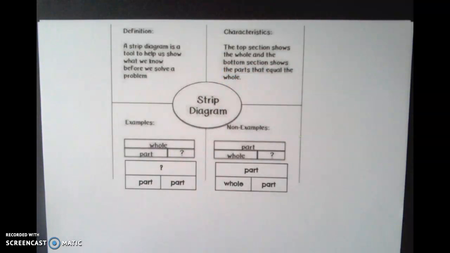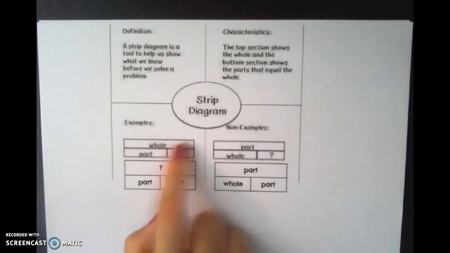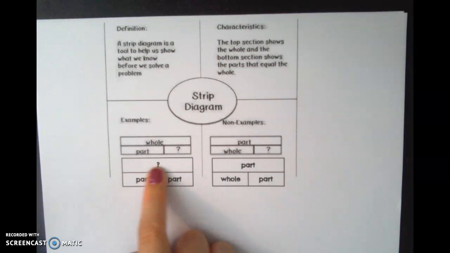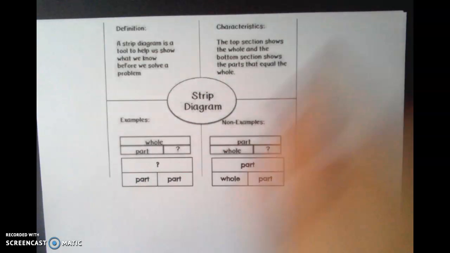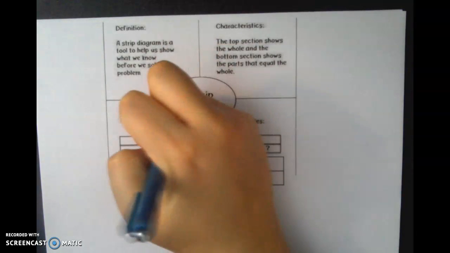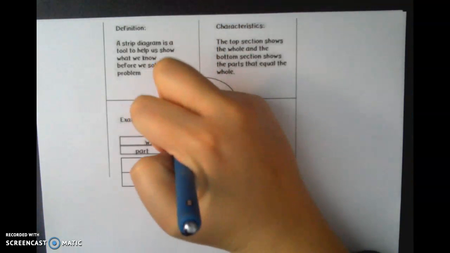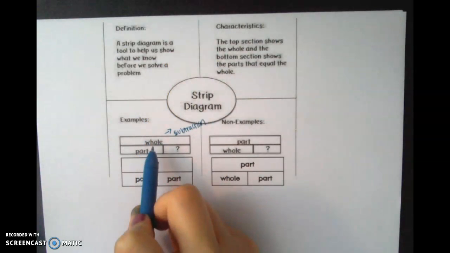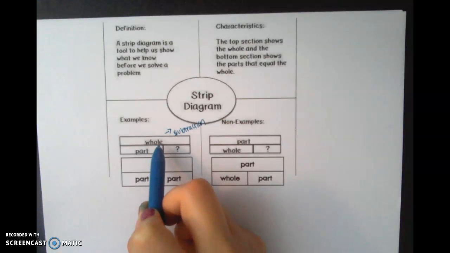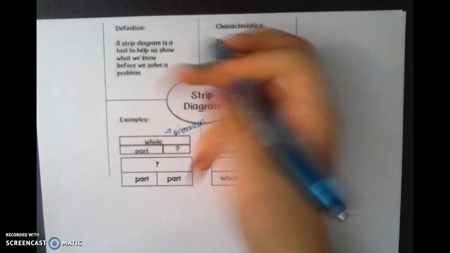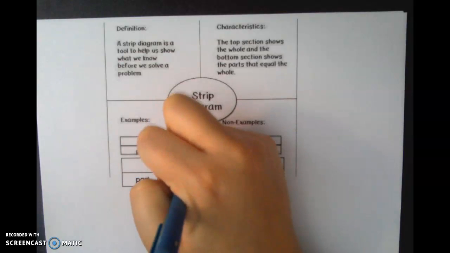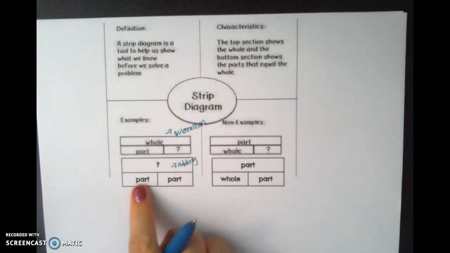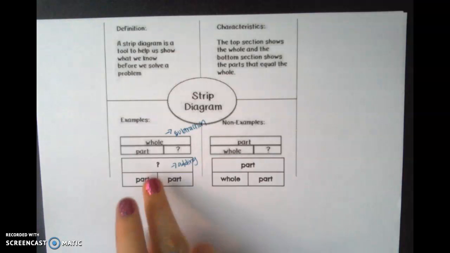whole. So these are examples. Here's your whole. You have one part and you're missing another part. In this example, you're missing your whole, but you have your two parts. This one would represent subtraction, because in subtraction, you know the whole, you're looking for something that is missing. And this one represents addition, because in adding you have two parts and you're going to add them together, you're going to combine them to make a whole.